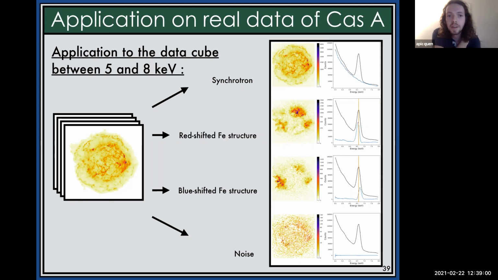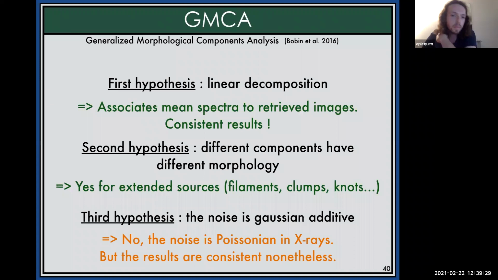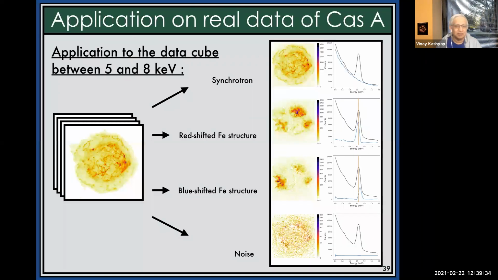And here is another application around the iron line. We could expect only to see the synchrotron emission and the iron emission, but we were able to retrieve actually two iron structures, one associated with a spectrum slightly redshifted, and the other one with a spectrum slightly blueshifted. This is consistent with what we know about Cassiopeia A, and the algorithm is able to retrieve that kind of shifts. So we can answer some parts of our questions, like the question about the real application.